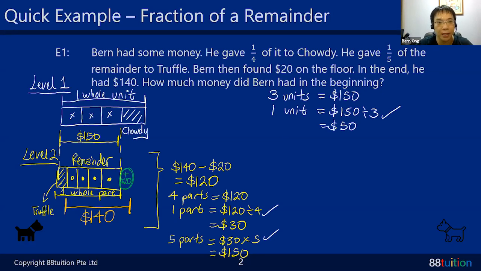Very good. Can I draw a model? Yes, of course you can draw. You can use your branching method also. Later I will show you a little bit about the branching method. So you're looking for 4 units here, and 4 units is equal to $50 times 4, equal to $200.